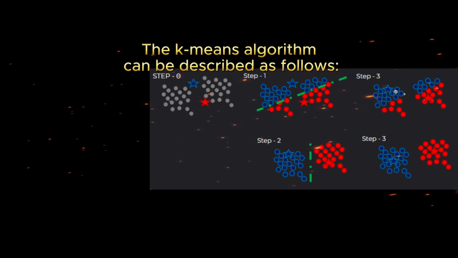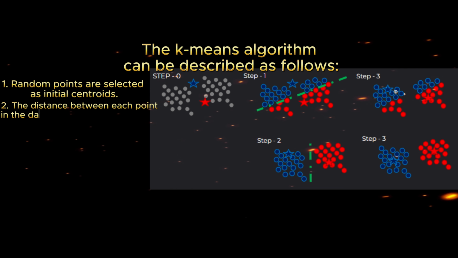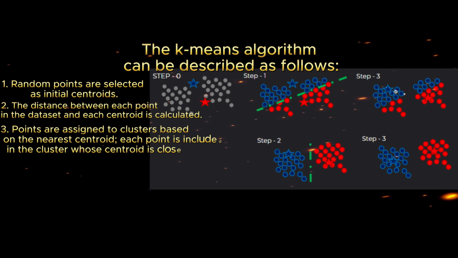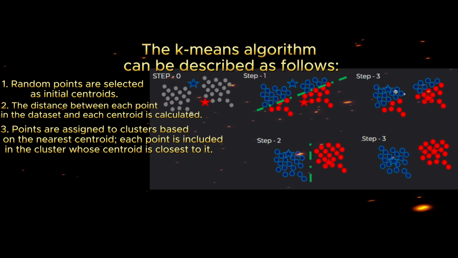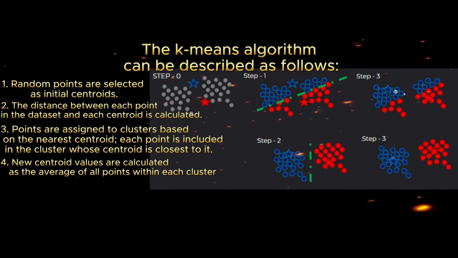The K-means algorithm starts by selecting random data points as initial cluster centers, called centroids. These centroids act as seeds for the clustering process. Then, it calculates the distance between each data point and all the centroids. Each data point is assigned to the cluster with the closest centroid, forming a preliminary grouping of the data.